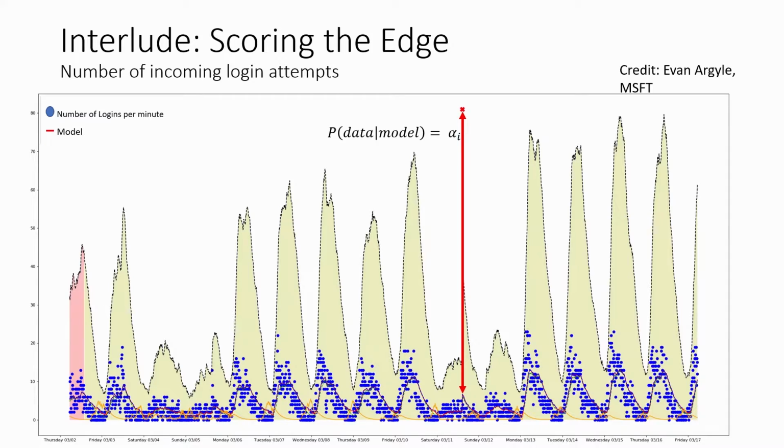This guy was observed. There's a blue dot there. 80 logins per minute happened for 1 minute on a Saturday in March. That's a successful brute force login. So we found it. And we found it by quantifying what's normal and then calculating these deviation scores, these alpha i's. So that's a way to score.